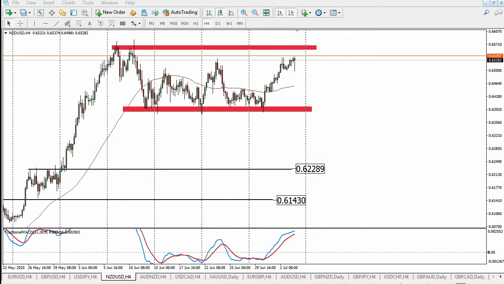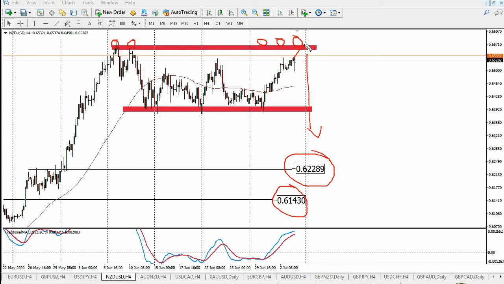I am still looking for short positions on Kiwi USD because price is still moving in a range and the buyers are not very strong in this ranging market. Before we take some short trades, I will look for some price action rejection candles over these areas. The price was rejected before. So my overall view about the Kiwi USD is still a downside move with these targets.